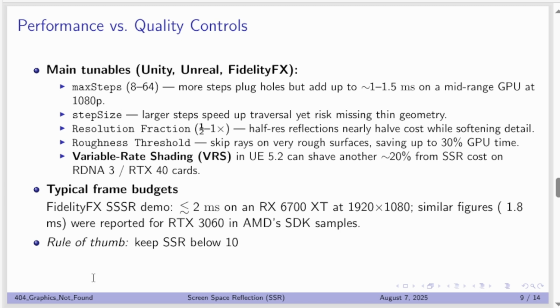Now here are the knobs we can tweak to balance image quality against frame time. Max steps. Unity and Unreal default to 30. More steps hide gaps but cost about a millisecond at 1080p. Step size. Larger steps move faster but can miss geometry. Running at half resolution costs almost half as much, while softening detail just a bit. A roughness threshold skips very rough surfaces and saves up to 30%. Rule of thumb, keep the whole pass under 2 milliseconds or 10% of the frame budget.